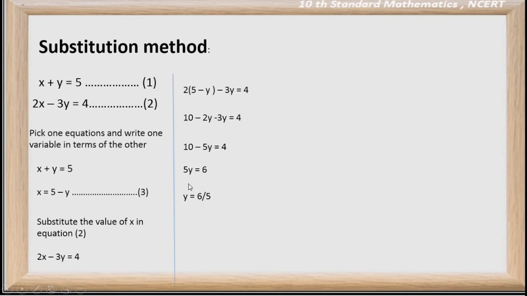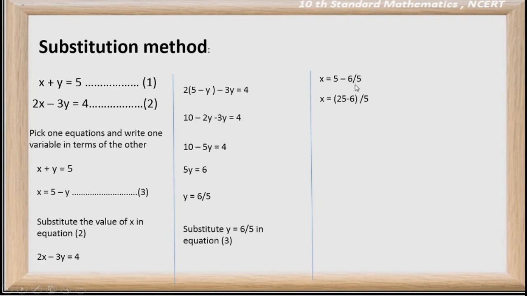By substituting the value of y, we can find the value of x. So substitute y equals 6 by 5 in equation 3. Which is equation number 3? See here, equation number 3 is x equal 5 minus y. In this, we are substituting the value of y. Instead of y, we are giving 6 by 5. Then we can find the value of x. So x equal 5 minus, y value is 6 by 5.